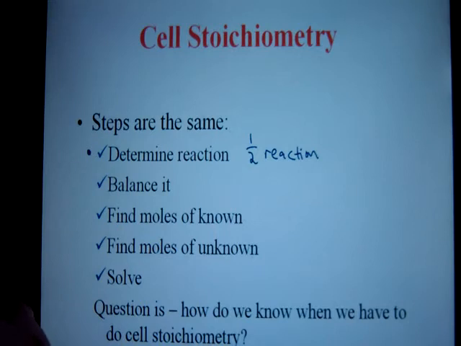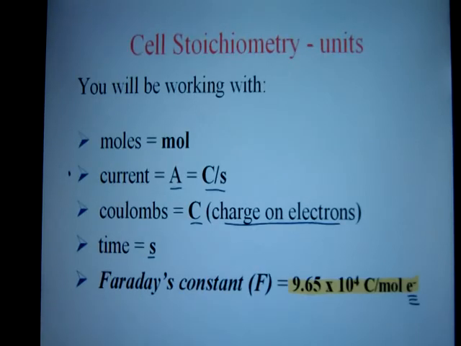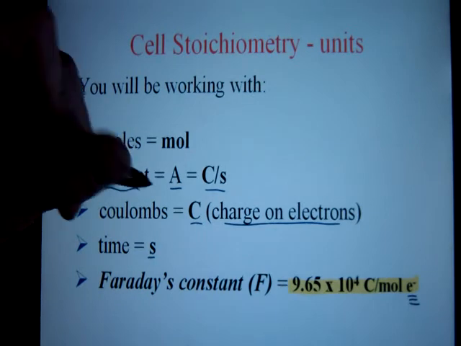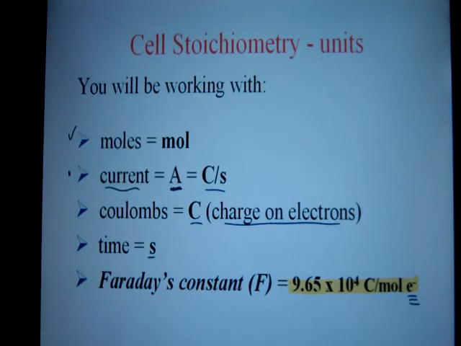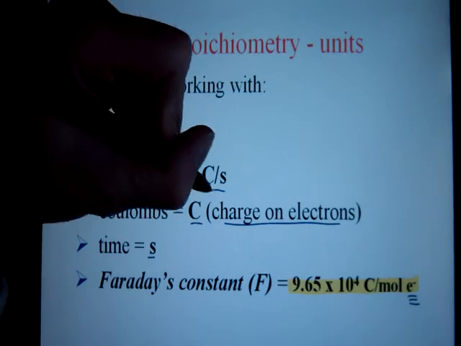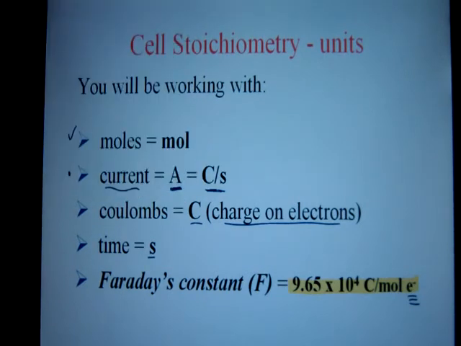So how are you going to know? Well, like I said, the units are different. Moles are as they're normal. Now current, you'll see typically given to you in amps. Well, an amp isn't very useful, but you can convert that directly into a coulomb per second. So 1 amp is 1 coulomb per second. What's a coulomb? Well, a coulomb represents charge on electrons.